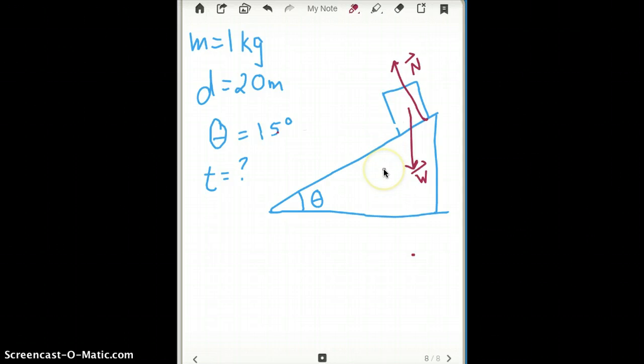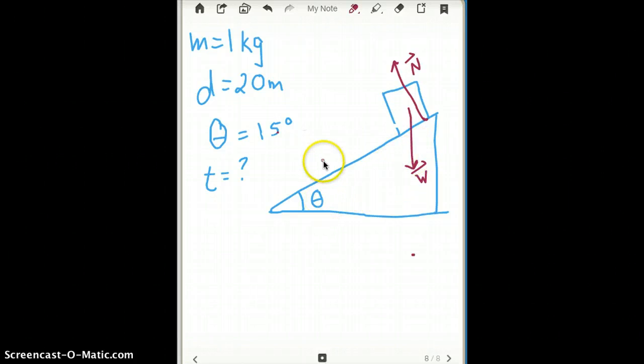The question that you're asked to solve has a block on a ramp. And so I went ahead and first of all drew my free body diagram. I have the normal force perpendicular to the ramp, and I have the weight straight down.